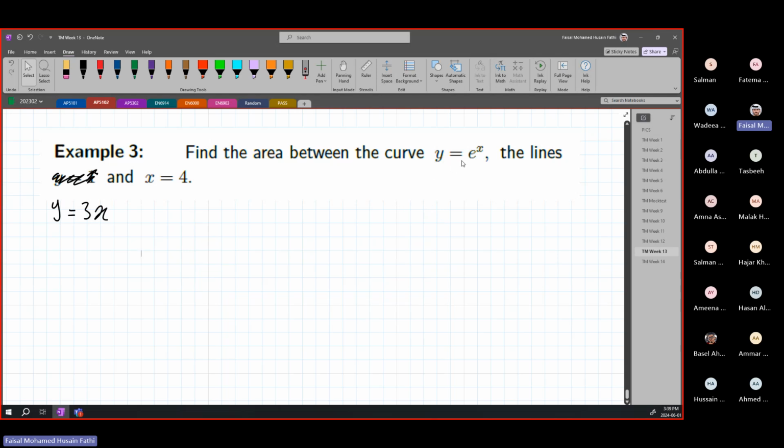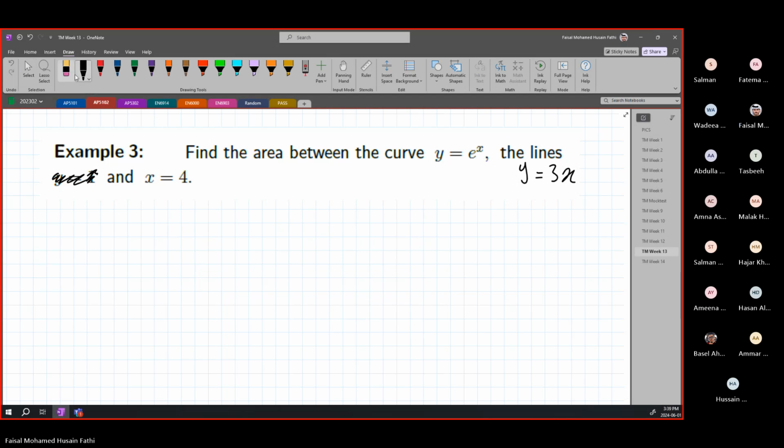It says find the area between the curve y equal e to the x, the line y equal 3x, and x equal 4. This isn't a line, actually. This is a function. All right. And x equal 4. Okay. So we know that this is going to be from x equal 4 and x equal 0. So we're going to know that the range is from 0 to 4.